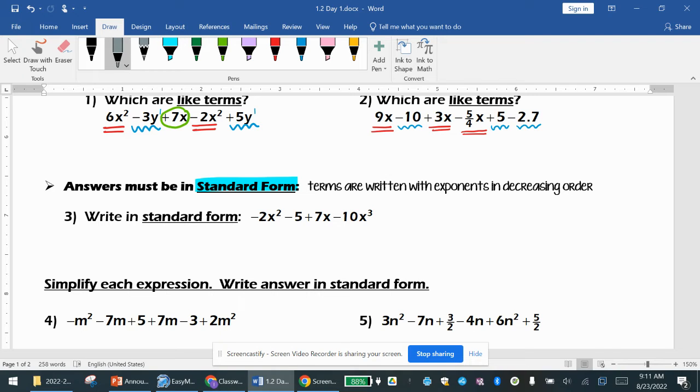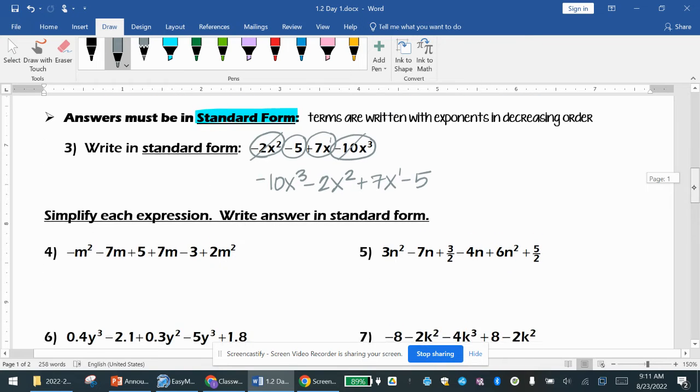So let's take this example for this next example. We have negative 10x to the third power. That is the highest exponent, so that term should be written first. After the cubics come the quadratics, so the negative 2x squared. Right? So the exponents are decreasing in value. Then should come the 7x because it has an imaginary 1. It's x to the first power. And finally, your constant terms should go last. So that's how all your answers should be written.